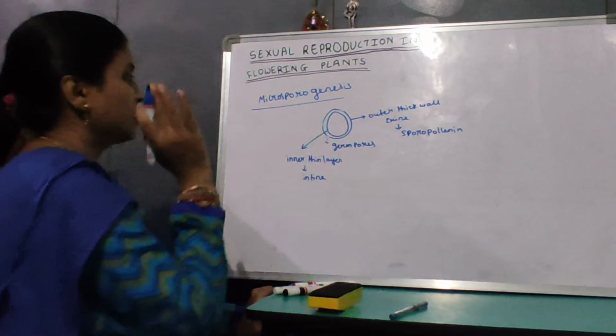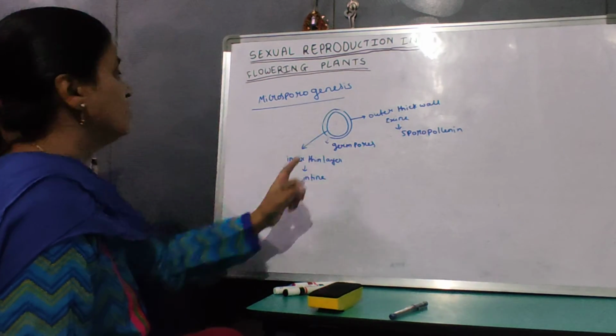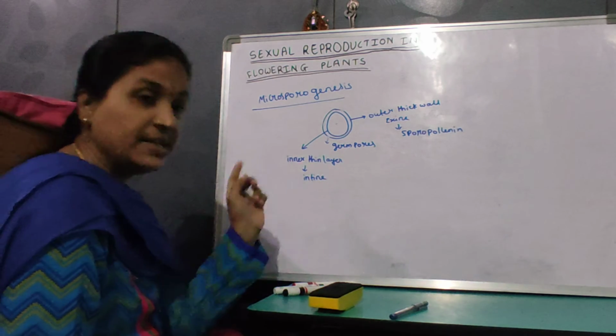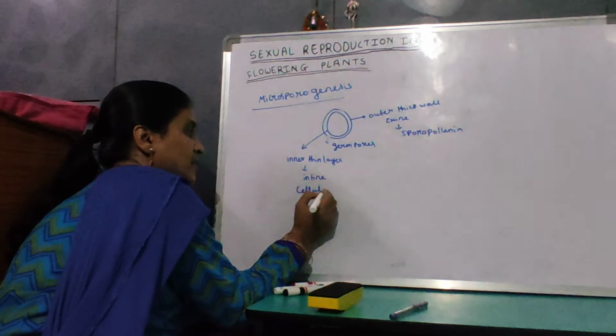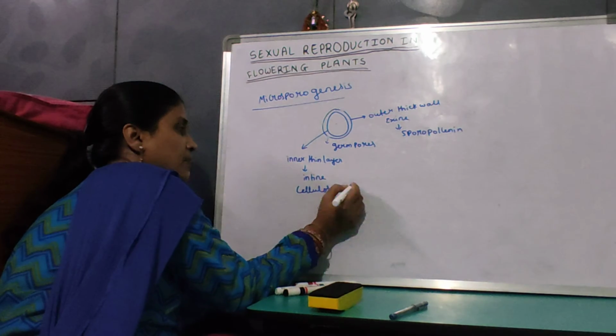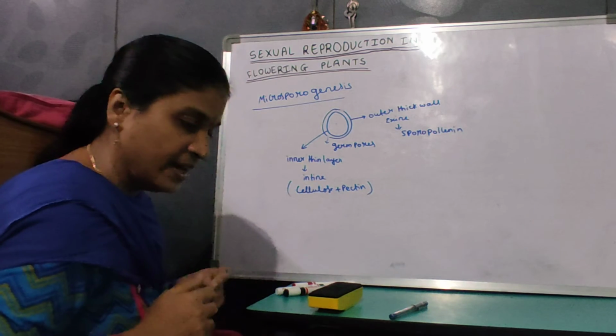Okay. So the pollen grain is covered with two layers. Outermost layer exine, innermost layer is called as intine. This intine is made up of cellulose and pectin. Cellulose and pectin, the composition of intine.